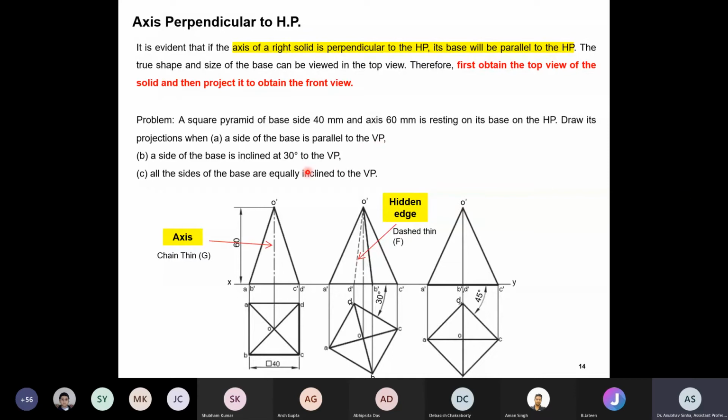Now what about when the side is inclined at 30 degrees? Same way, only one difference: instead of making this parallel, you will make it inclined at some angle, whatever the given angle is, 30 degrees in this case. So take any side, make it at 30 degrees and make a square, make the diagonals, that's it. Now you start projecting all the points from here. You'll project this, this is the center, this edge and this edge.